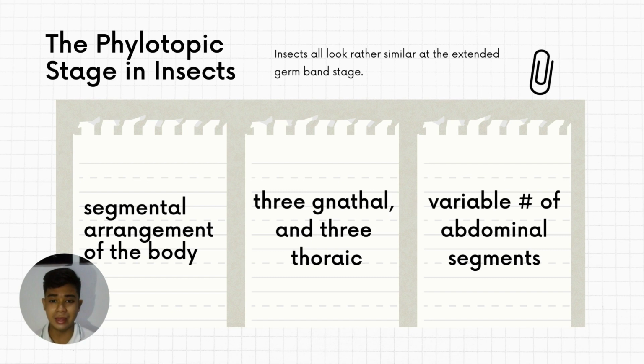The extended germ band is reached before dorsal closure of the embryo and consists of a plate composed of ectodermal and mesodermal components. So for example, there is a ventral nerve cord, but most details of the future epidermal structures are yet to appear. And the endoderm, in terms of the anterior and posterior midgut invaginations, has yet to form.